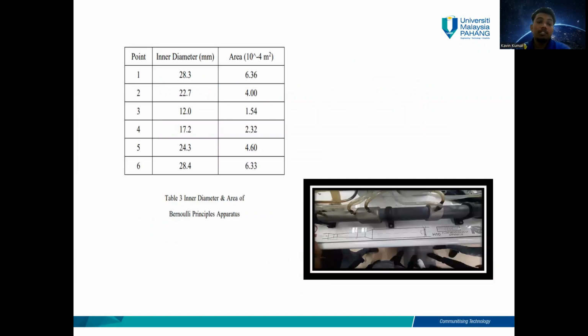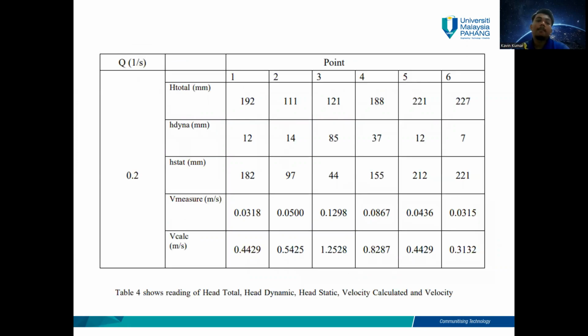And the next one is the table of inner diameter and the area of the Bernoulli principle apparatus we have used, which is the venturimeter. The following one is the reading of the total head, dynamic head, and static head, and the velocity calculated with the formula along with the velocity measured during the lab time.